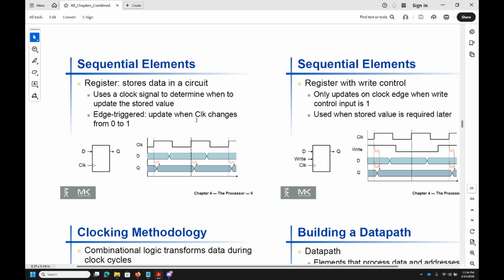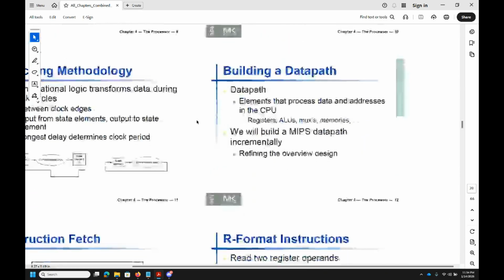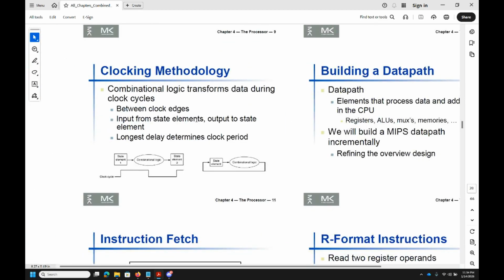So this is like that store data one after the, based on falling or rising clock pulse. If a signal is going up, it's a rising signal. If the signal is going down, it's a falling signal. And based on that, data is stored. So there are various ways you can clock the processor.